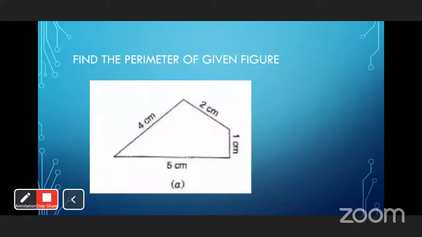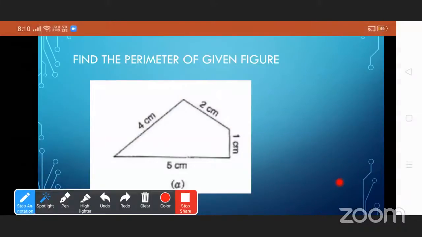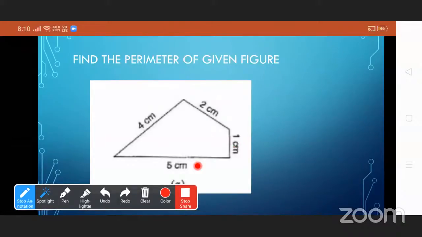Okay, now we'll find the perimeter of this figure. So what can we do to find out the perimeter of this figure? Tell me. Addition. Okay, good. So this one is the first side. It is 4 centimeters. The next one is 2 centimeters. This is 1 centimeter and this is 5 centimeters. We have to add all the sides.